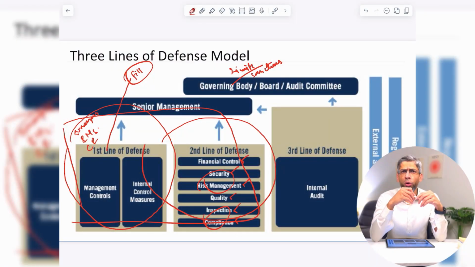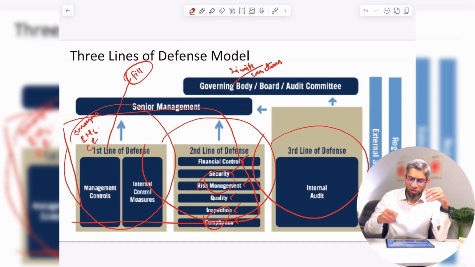Now when it comes to scrutinizing it, the more critical aspect of it from a regulatory perspective, from an internal limit perspective, that's where the second line of defense comes in. Now let's say that first line of defense did not do the job well, the second line of defense missed it, then comes the third line of defense, the internal audit.